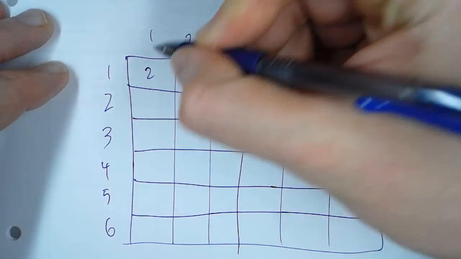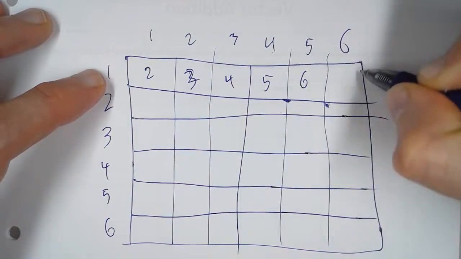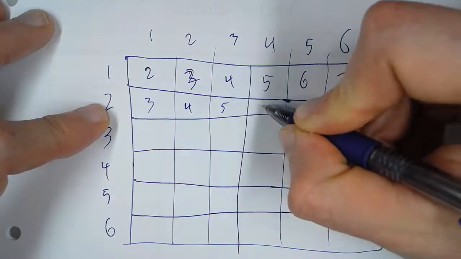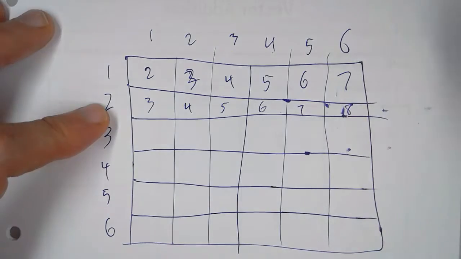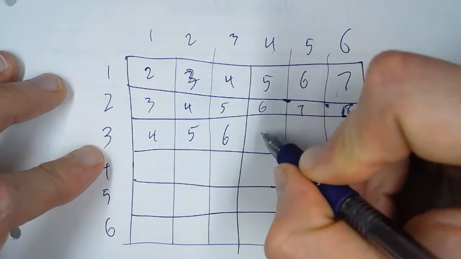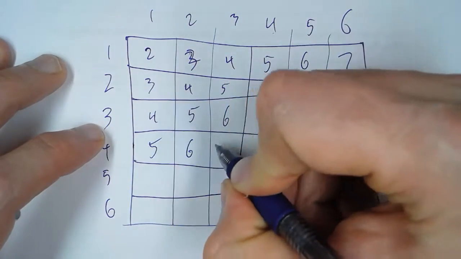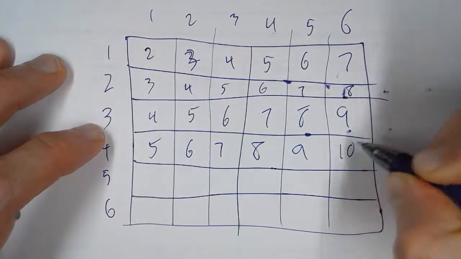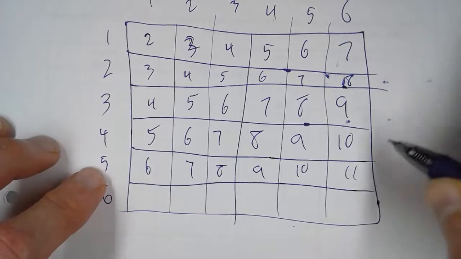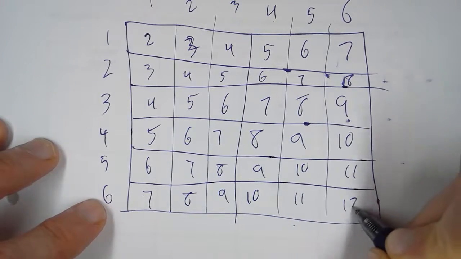So 1 plus 1 is 2, 1 plus 2 is 3, 1 plus 3 is 4, 5, 6, 7. 2 plus 1 is 3, 2 plus 2 is 4, 2 plus 3 is 5, 6, 7, 8. 3 plus 1 is 4, 3 plus 2 is 5, 6, 7, 8, 9. So 5, 6, 7, 8, 9, 10. 5 plus 1 is 6, 7, 8, 9, 10, 11. 6 plus 1 is 7, 8, 9, 10, 11, 12.